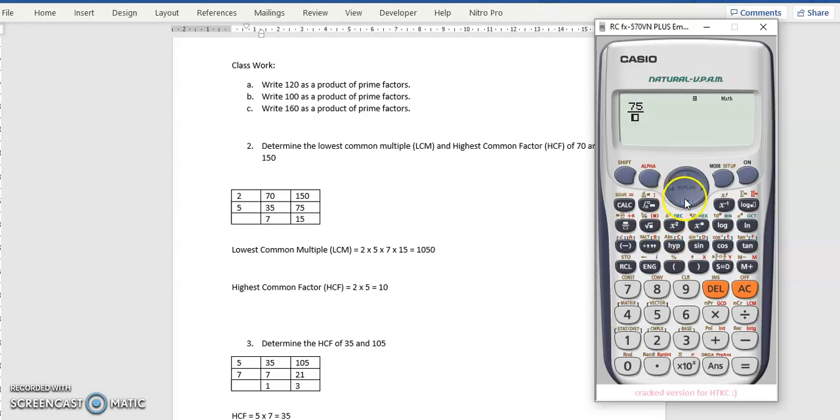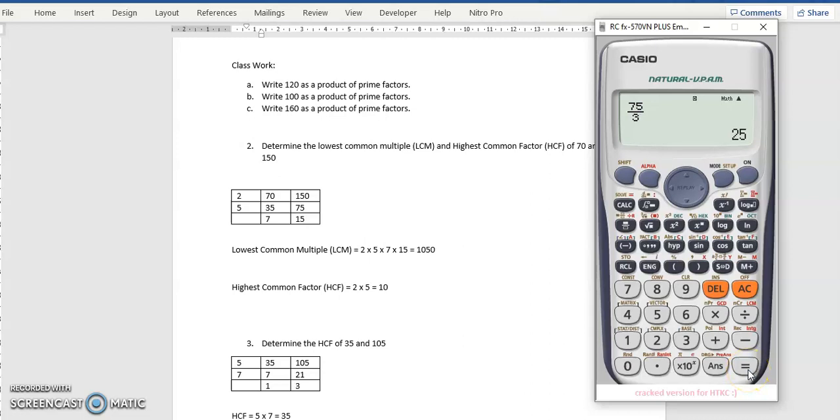75 divided by 2. Oh, fraction. So this one, should we take it? No, we don't take it. It's a fraction. If it is a fraction, it has a remainder. It can also give you a decimal. It has a remainder. So you don't take 2. You move your cursor quickly to this side. Delete. Try 3.